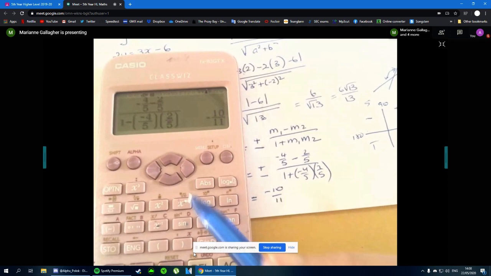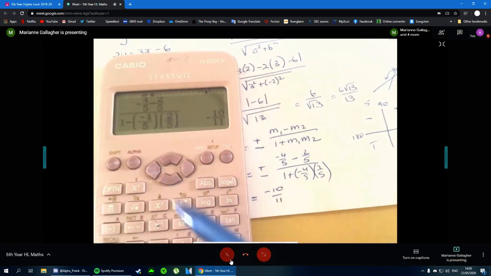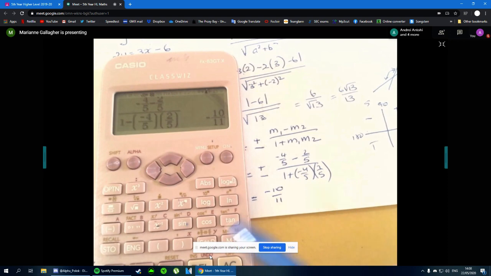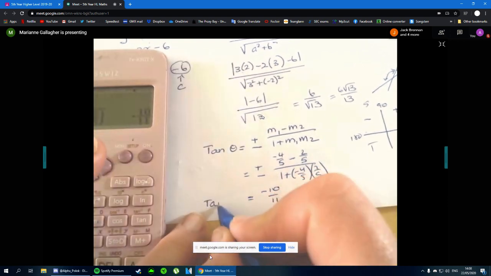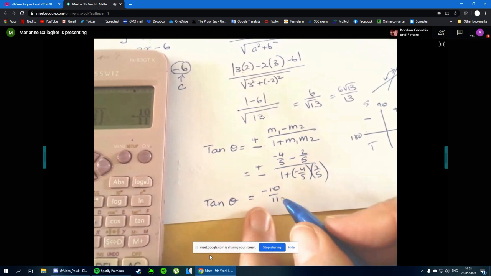Is everybody happy enough using the fraction key on their calculator? That makes it so you don't have to worry about your common denominators and calculating all these. The calculator will do it for you. So that's our tan theta, and it could be either plus or minus this.